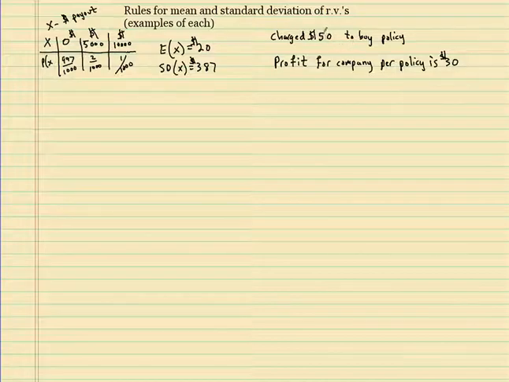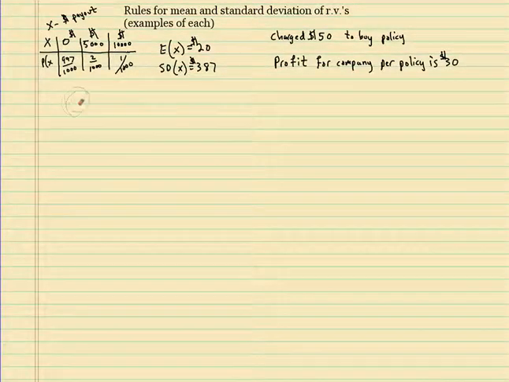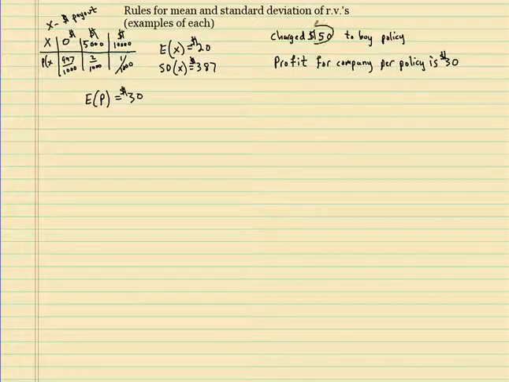Okay, so let's say I want to lower this to 45. I don't want to charge them 50. So the expected profit is 30. But what happens if you lower this by $5? So I'm only going to charge $45. So what's the new profit? The new profit would go down by $5.